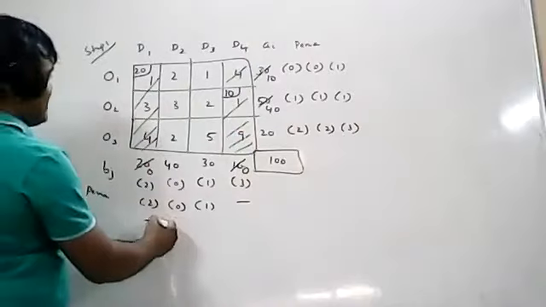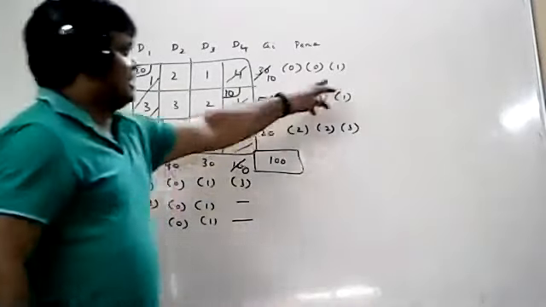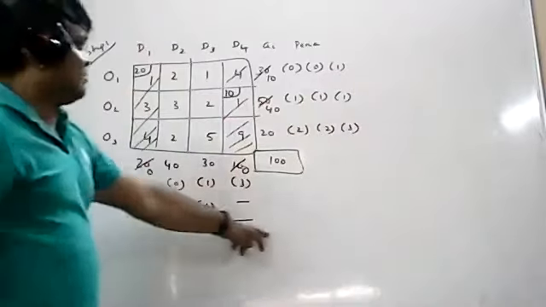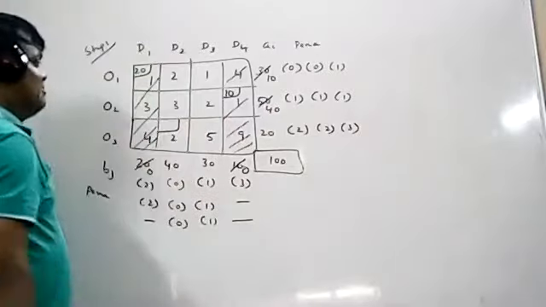Similarly, columns, first column is cancelled. Second column 0. Third column you will get 1. Fourth column is dash. Go for highest penalty among rows and columns. What is the highest penalty? Highest penalty is 3. In this, what is the minimum element? 2. So next allocation is made here.